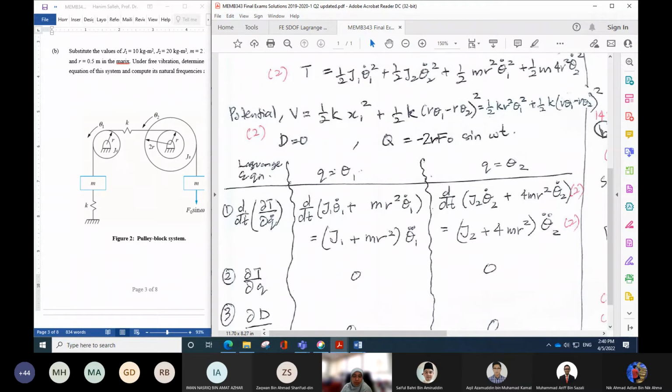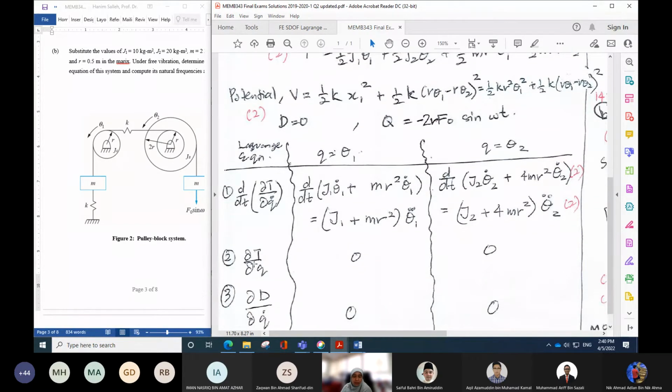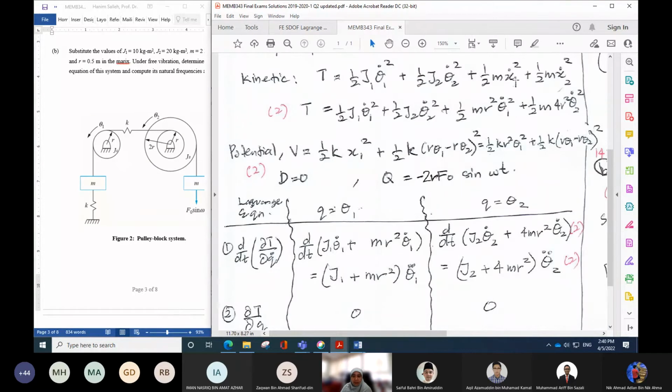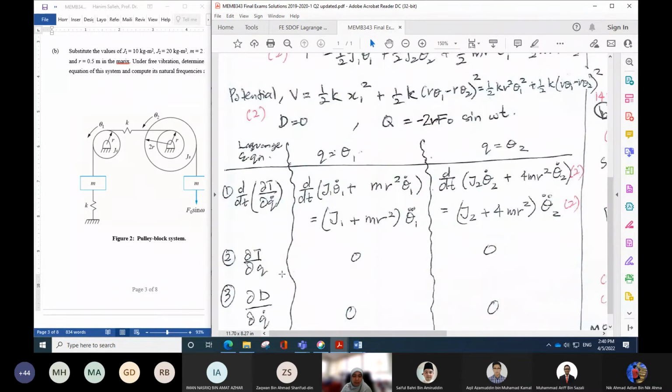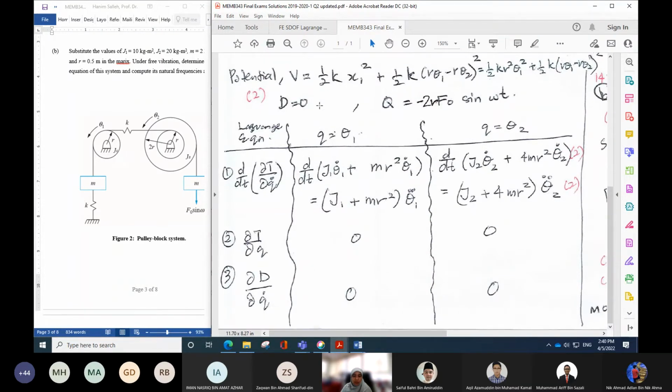Then with respect to t, it's easy. You just put an extra dot there. So now you have theta double dot 1 and theta double dot 2. Then the second part, in your kinetic energy, there is no theta 1, there is no theta 2. All theta dot. So that's why the second term is equal to 0. Then the third term is also equal to 0 because there's no damper.